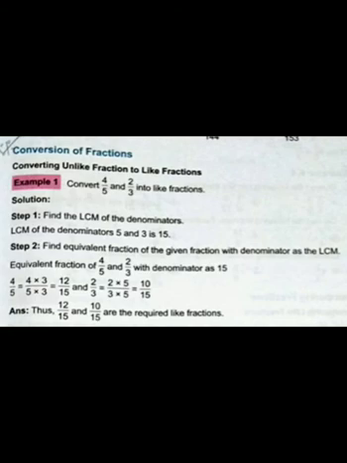Conversion of fractions. First, we will learn how to convert unlike fractions to like fractions. Example 1. Convert 4 by 5 and 2 by 3 into like fractions. We already know what are like fractions and unlike fractions. In the first step, we will find the LCM of the denominators. Here, the denominators are 5 and 3. So the LCM of 5 and 3 is 15. In the second step, we will find the equivalent fraction of the given fraction with the denominator as the LCM.